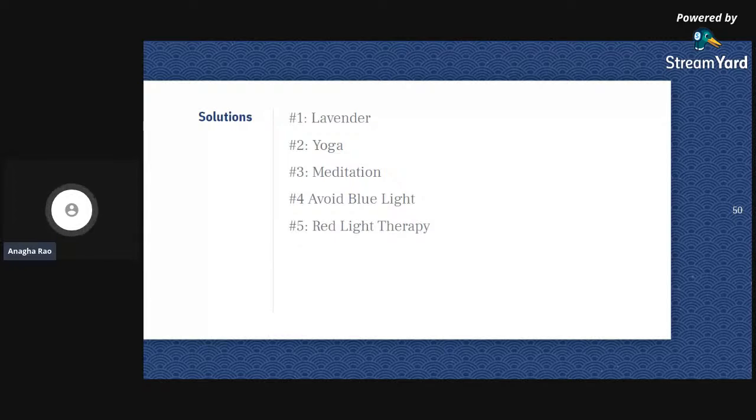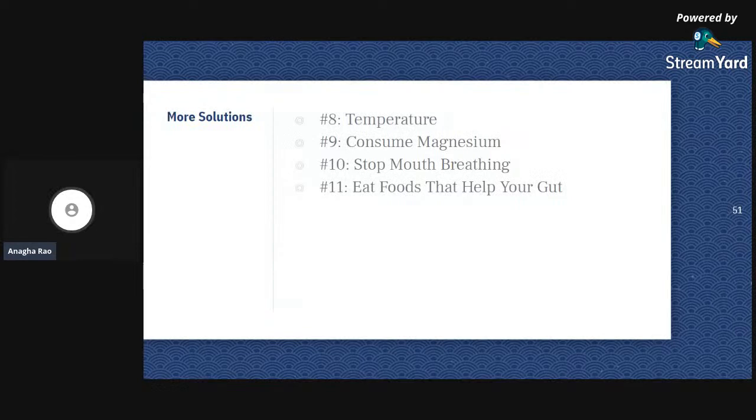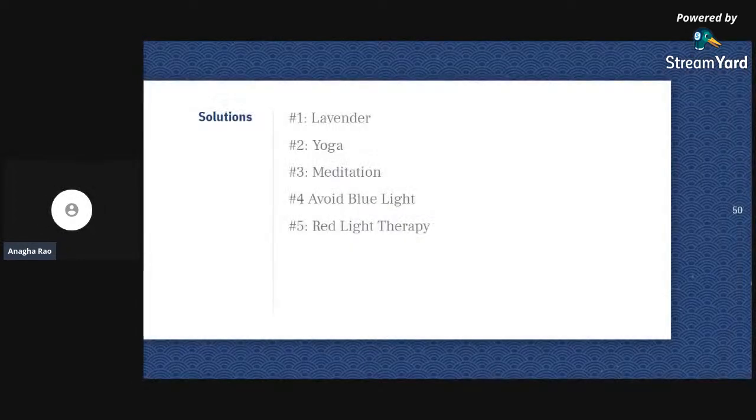And then we have meditation. Meditation is also an important thing because meditation can increase our sleep time, improve sleep quality, and make it easier for us to fall asleep. The good thing about meditation is that it's an all natural, medicine-free way.